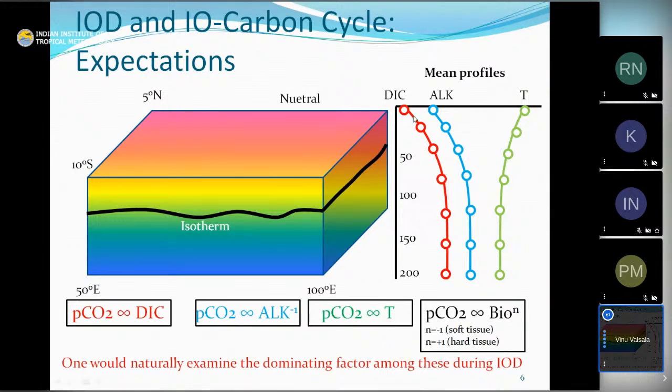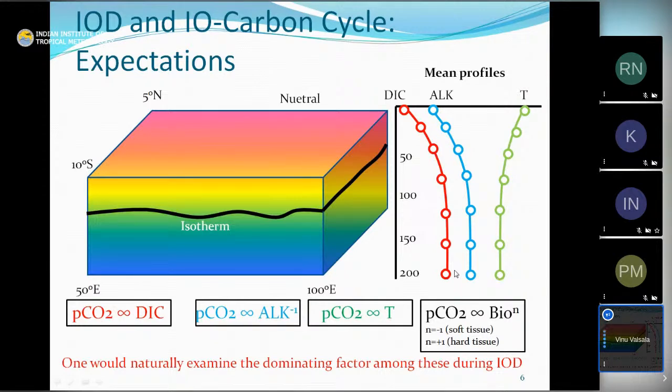And the mean profiles of DIC, where DIC means dissolved inorganic carbon, with depth: in the eastern tropical Indian Ocean, carbon concentration increases as you go down. Alkalinity, which is another element that controls the carbon pump in the upper ocean, also increases with depth. However, temperature decreases with depth. This is the mean profile.